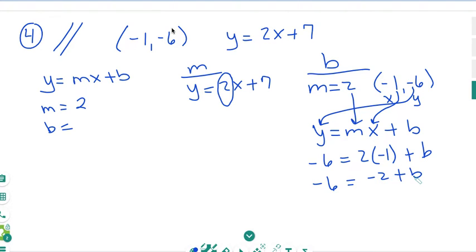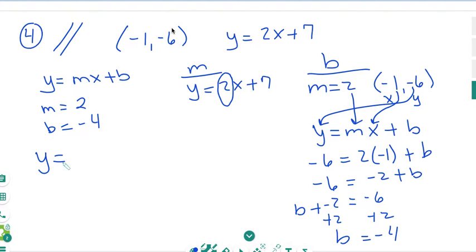Is the b on the left? It's not, so I'm going to use the symmetrical property. b plus -2 is equal to -6. Is the b alone? It's not, so I'm going to zero pair out the 2, and that's going to give me b is equal to -4. I'll put my -4 over here, and now I'm going to write my answer.